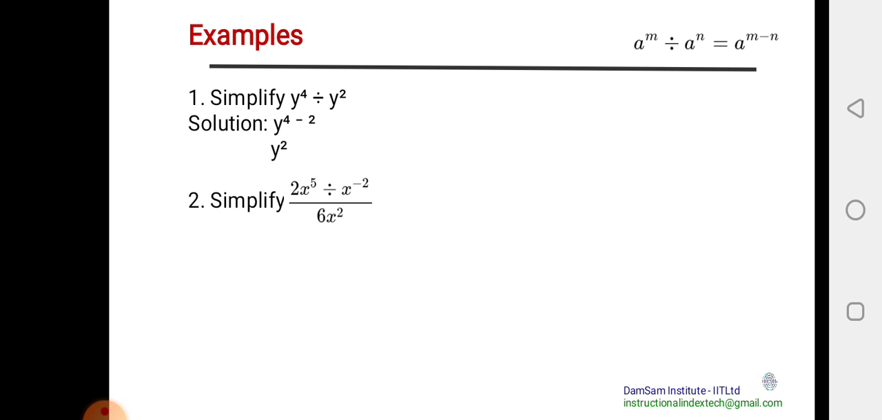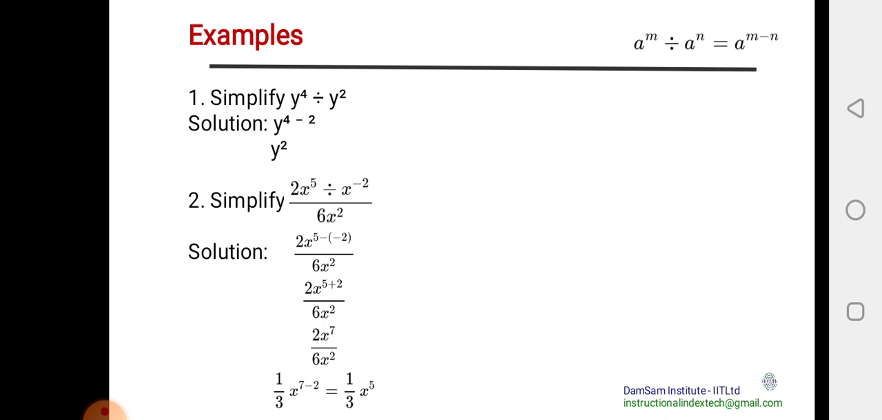The long line in between them is the big division. We should be very careful of it when we are operating that as well. As it is now, we have 2x raised to power 5 divided by x raised to power negative 2, all divided by 6x raised to power 2. So the one at the numerator will first operate: 2x raised to power 5 minus negative 2. And minus negative 2 is going to be positive, just as we have seen it here. So it's going to be 2x raised to power 5 plus 2 divided by 6x raised to power 2. And that becomes 2x raised to power 7 divided by 6x raised to power 2.